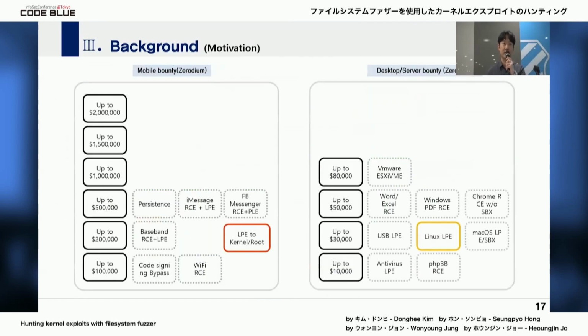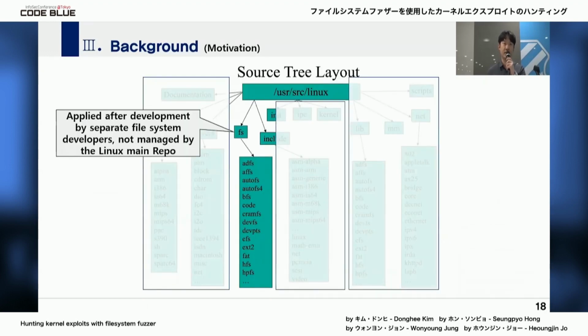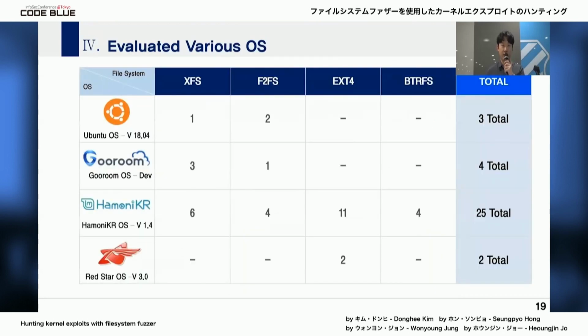When the bug price is acquired by the actual vulnerability broker company, the price is set as follows, and the bugs they want should remain for a long time. File systems are managed individually, so even if a bug is patched, it is reflected in the kernel late. When applying the found CVEs, bugs occurred in various OSs as follows: 3 in Ubuntu, 4 in Gooroom OS, 25 in Harmonica OS, and 2 in Red Star OS.